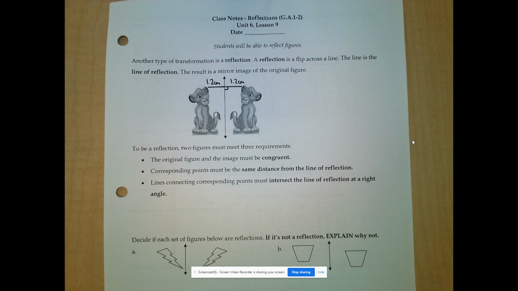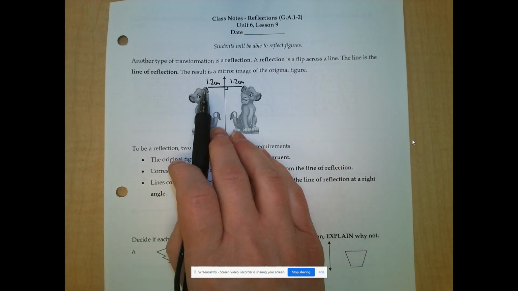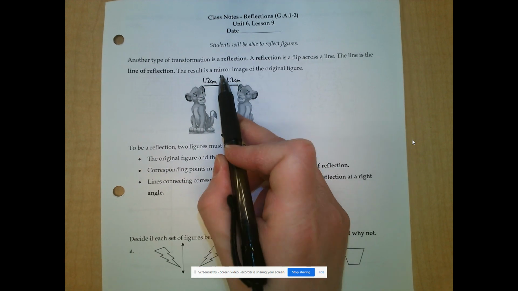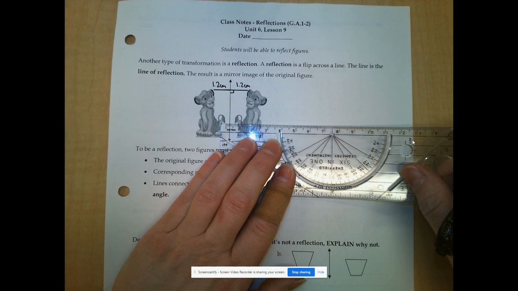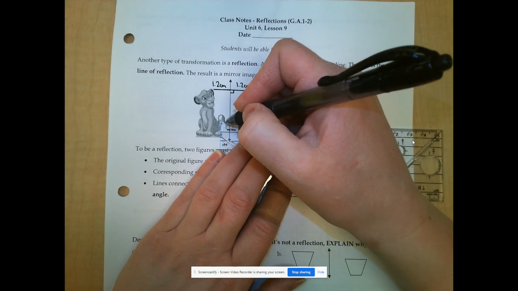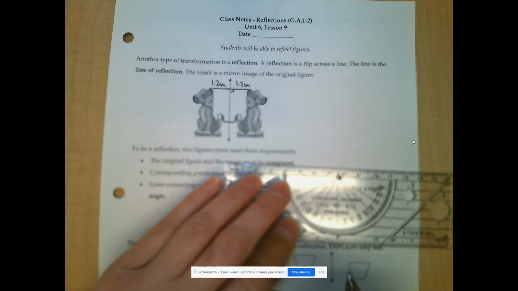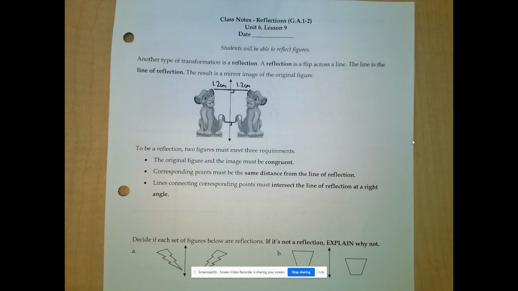And it says lines connecting corresponding points must intersect the line of reflection at a right angle. So when I connect the tip of the ear to the tip of the ear, this line that I drew makes a right angle with that center line. If I go from, let's say, the tip of the tail to the tip of the tail, we're also looking at about the same, like 0.2 centimeters on either side. When I connect them, they make a right angle with that line of reflection.